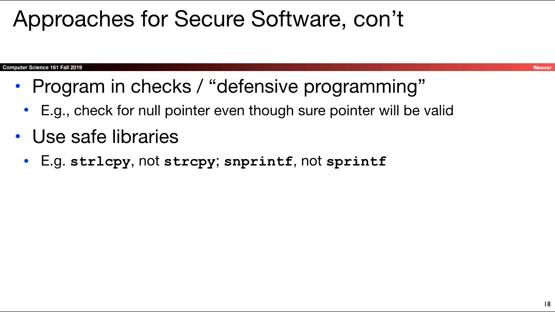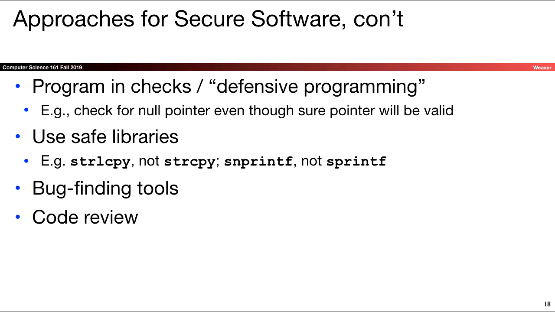You can use libraries that are designed to be safe against this problem. So for instance, don't use gets, use fgets, which will only write up to a limited amount, and you can tell it what the limit is. You can use bug finding tools like fuzz testing or static analysis to try to check for these bugs in your code before you deploy it. You can use code review and ask someone else to review your code and check over it to make sure you haven't made any mistakes that might introduce security vulnerabilities. This can be very effective. It can also be somewhat expensive.